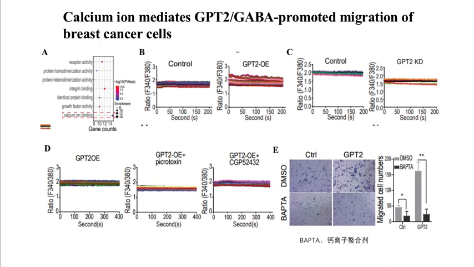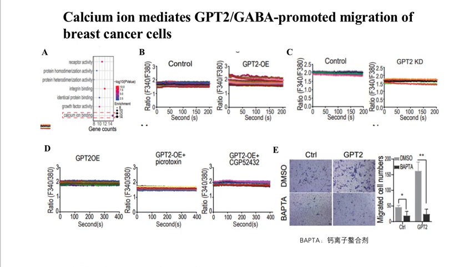After adding calcium ion chelating agent, intracellular calcium ion and the migration ability of breast cancer cells decreased. Even if GPT2 is overexpressed, the migration ability of breast cancer cells is still decreased after adding calcium chelating agent. Therefore, calcium ion mediated the migration of breast cancer cells enhanced by GPT2 or GABA.